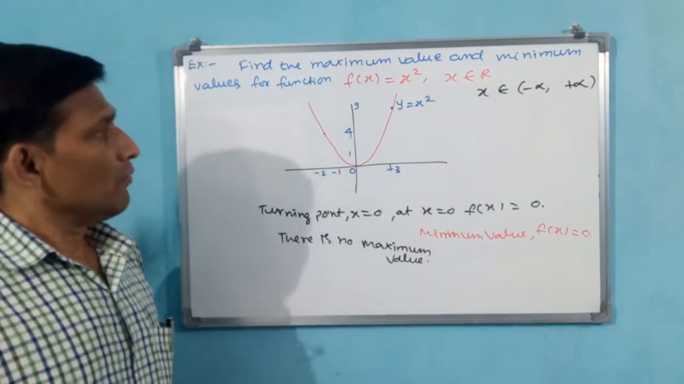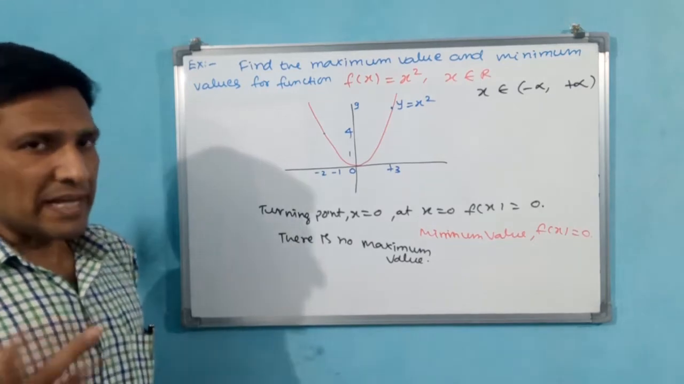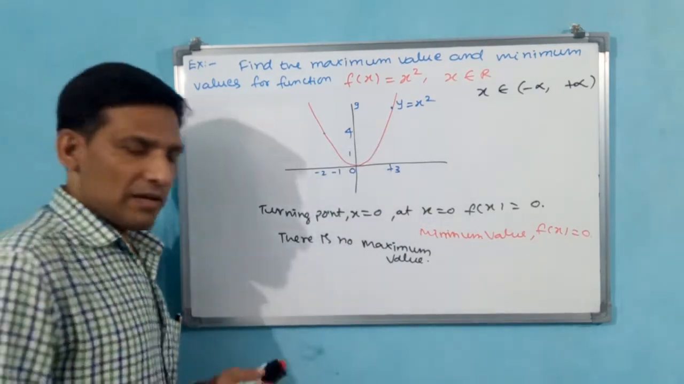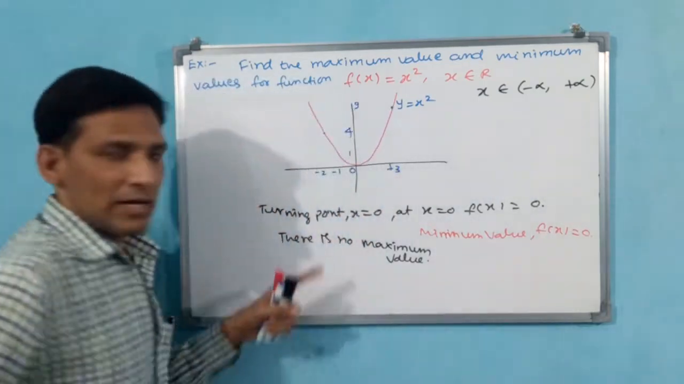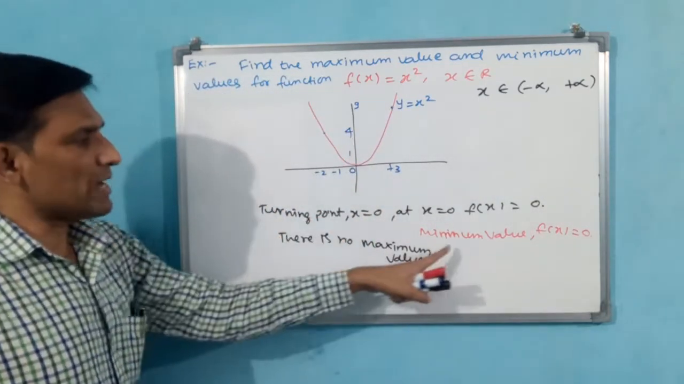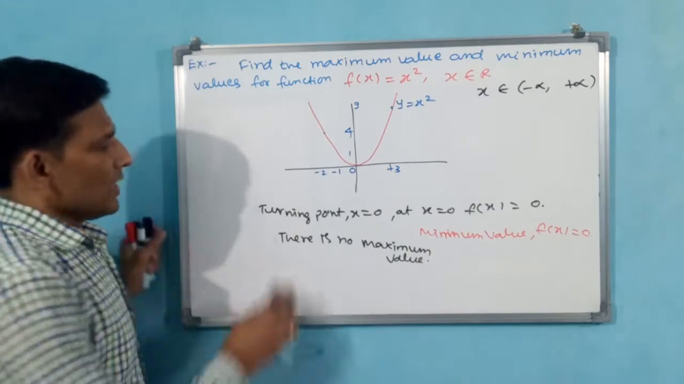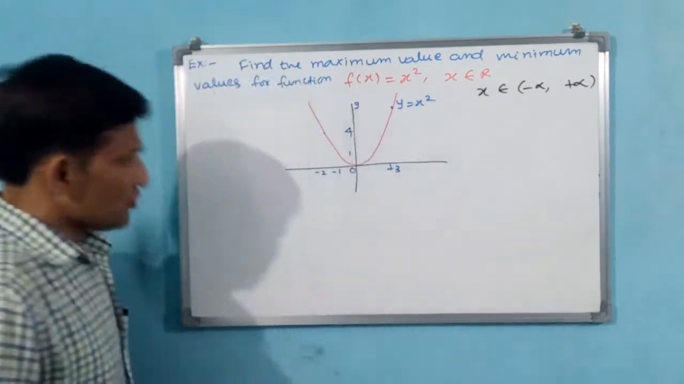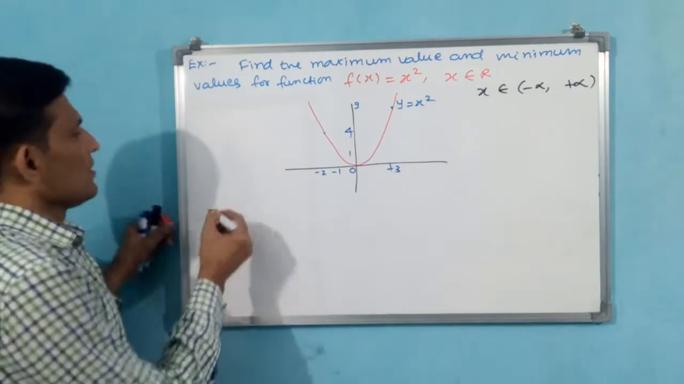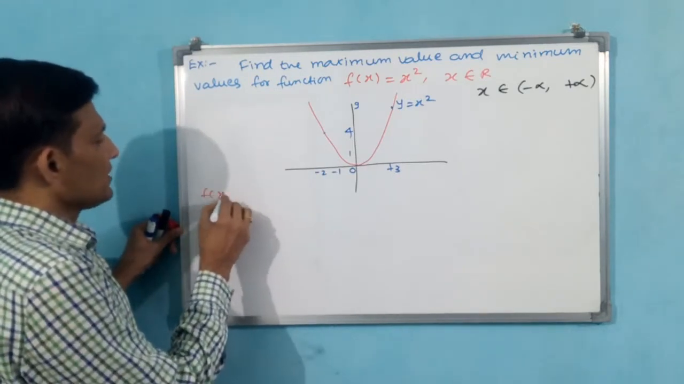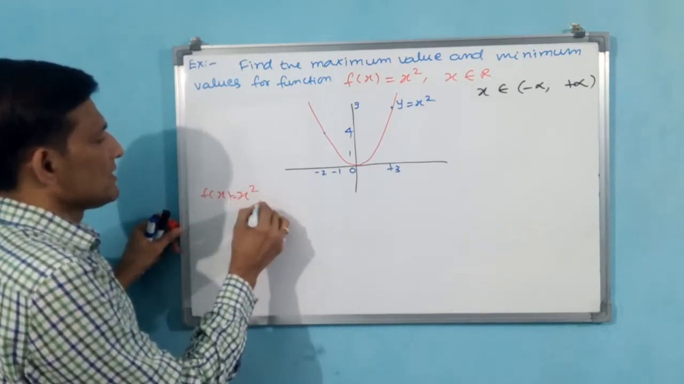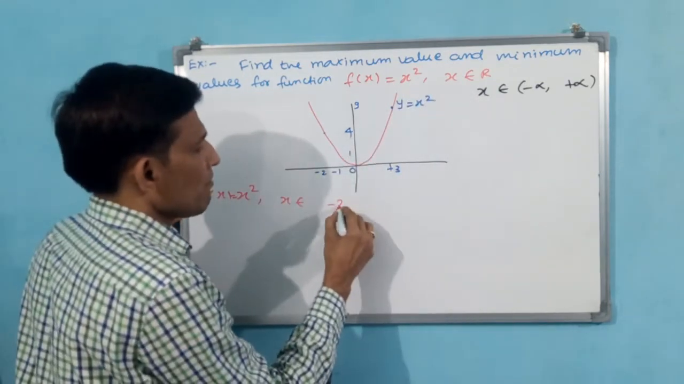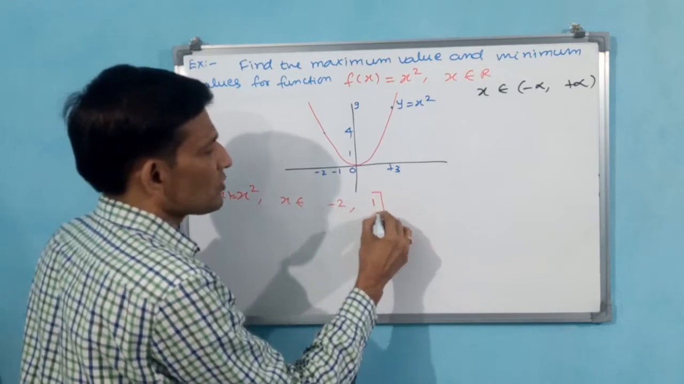Okay. See, same question, slightly I am modifying. Only the interval. Now you see what all is available. Only minimum value is available, maximum value is not available. Now this I am removing. Same question, now I am changing. Same question, f(x) = x square only. But x belongs to minus 2 to plus 1, and I am giving a closed interval.